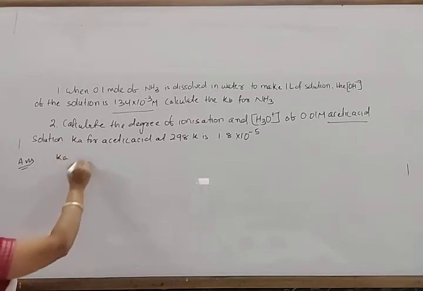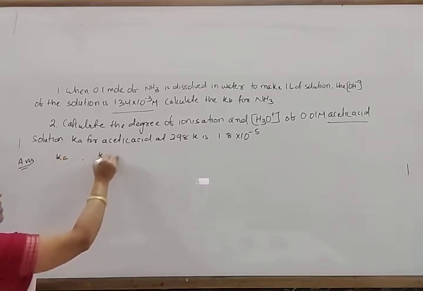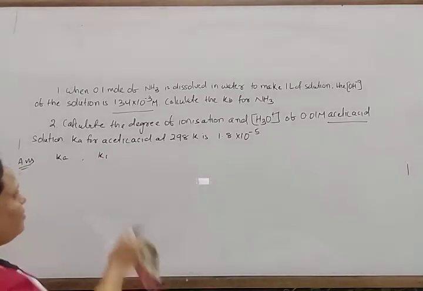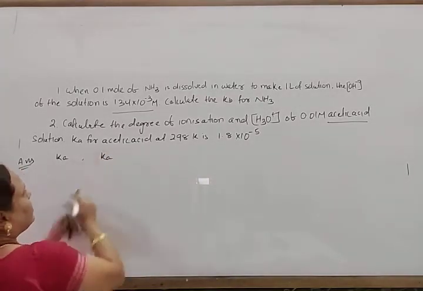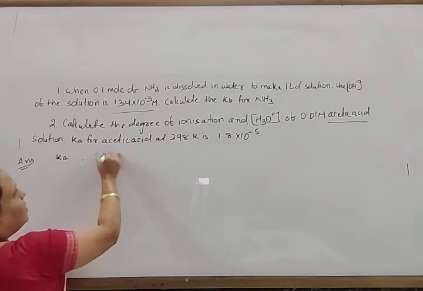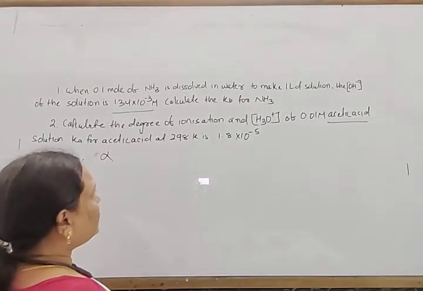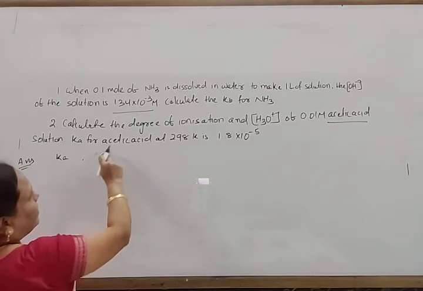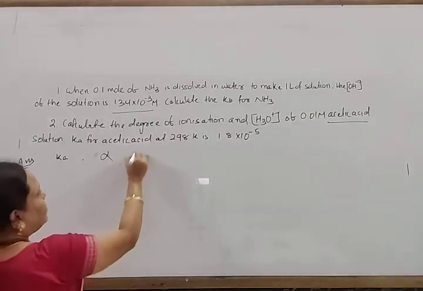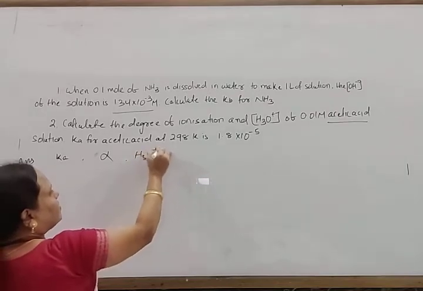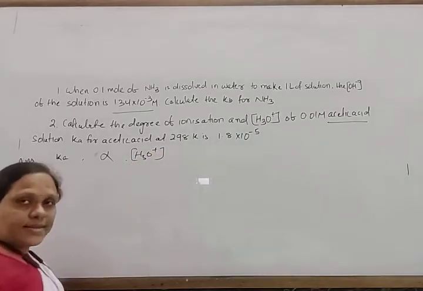Ka value is given, and we are asked to find the degree of ionization. That is Ka, that is alpha. The degree of ionization of acetic acid to H3O+ and Ka is given. So alpha is asked, and the H3O+ concentration is also asked. We need to find these two.